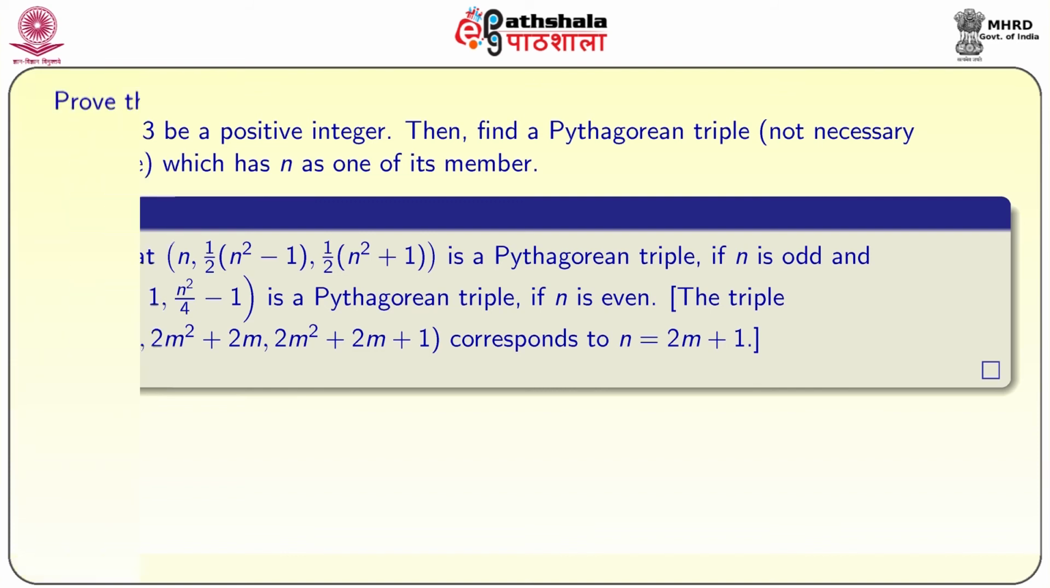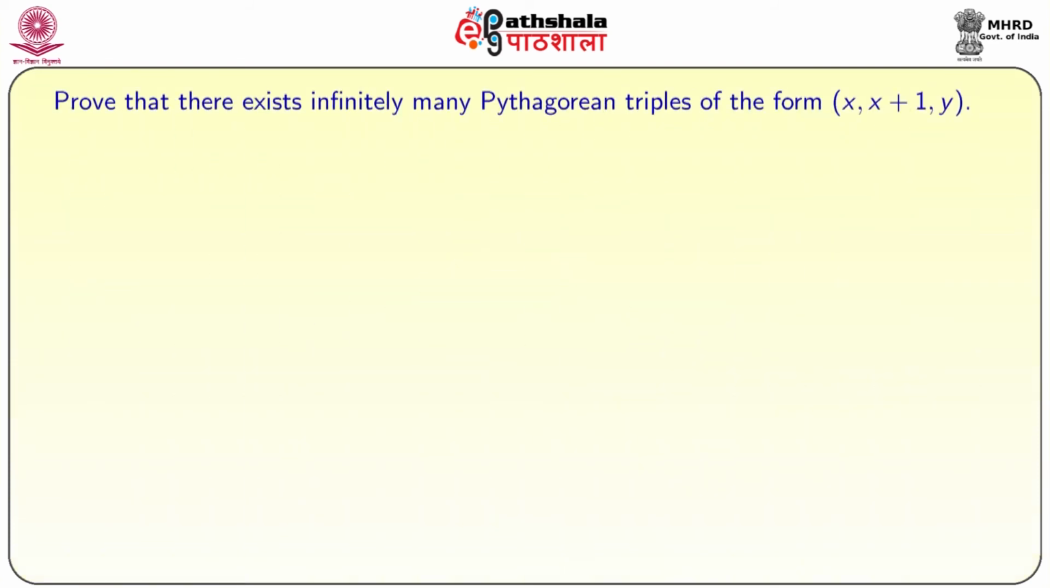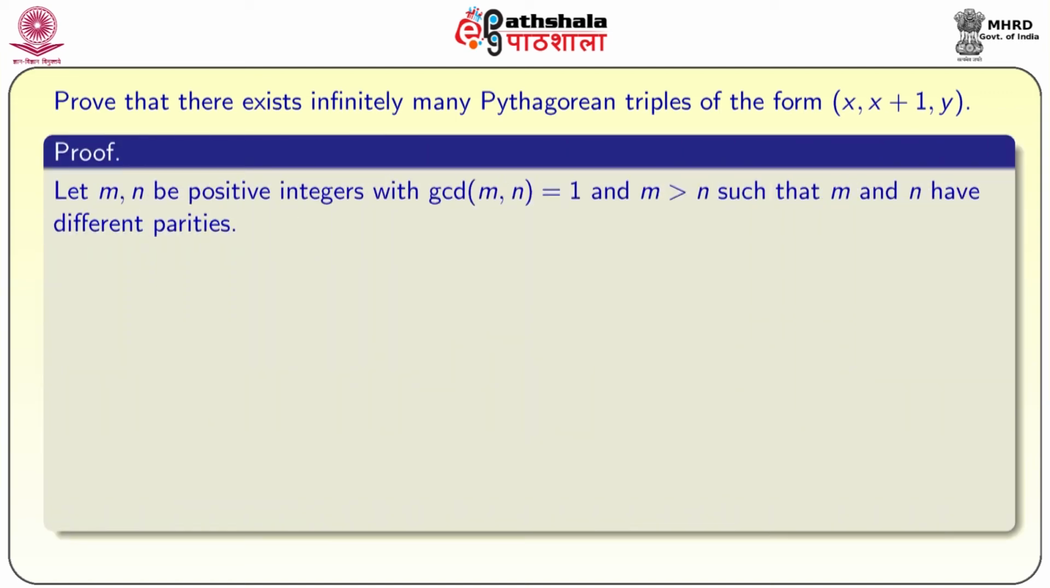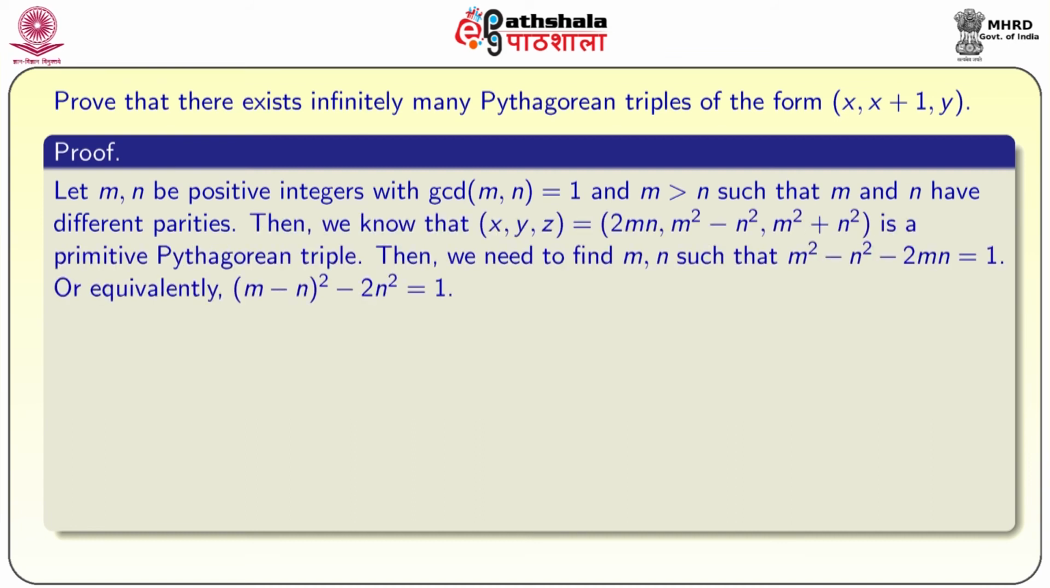Prove that there exist infinitely many Pythagorean triples of the form (x, x+1, y). That means two consecutive integers. If m and n are positive integers with gcd(m, n) = 1 and m > n such that m and n have different parities, then we know that (x, y, z) = (2mn, m²−n², m²+n²) is a primitive Pythagoras triple.